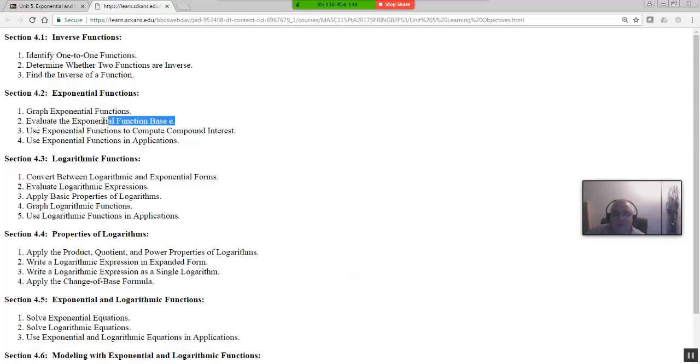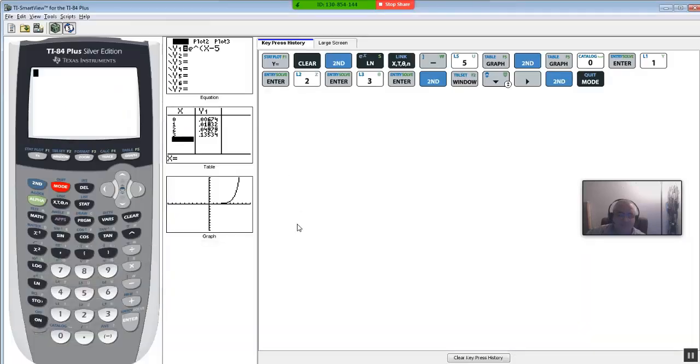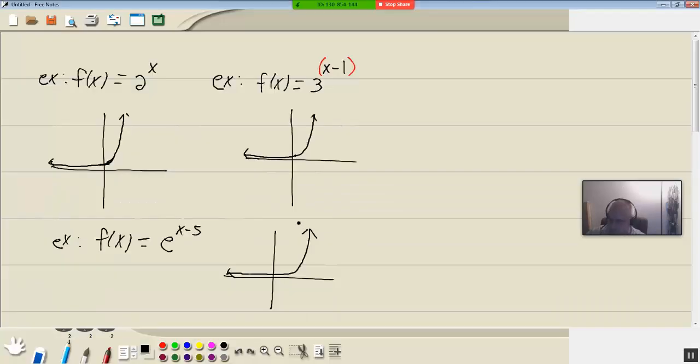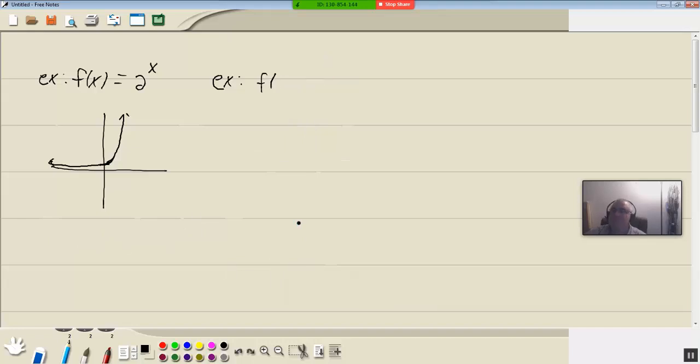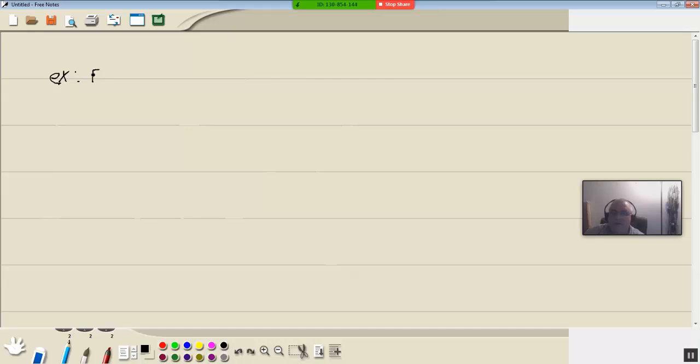Now, evaluating the exponential function base e. Let's talk about that. Let's say I want to evaluate e to the 3.1 power to 4 decimal places.